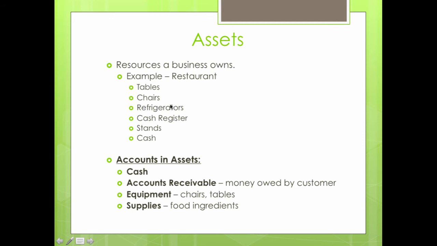Assets are resources that a business owns. For example, like we were talking about the restaurant, we have tables, we have chairs, refrigerators, cash register, stands, even cash, etc. All those are assets. And within the accounting equation, there's going to be accounts in assets. And these are the 4 accounts that we're going to be working on for this chapter.